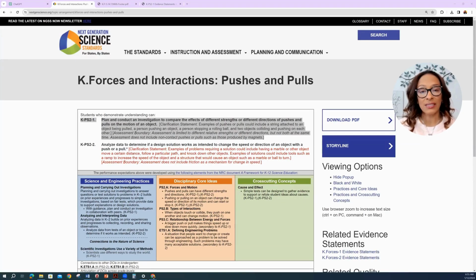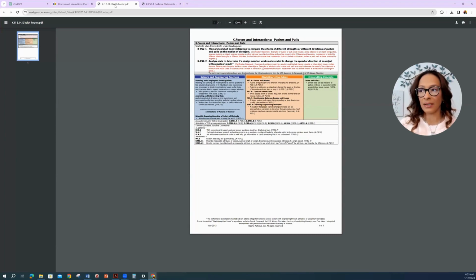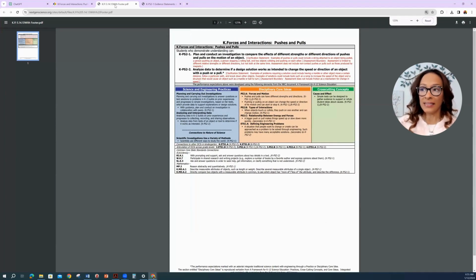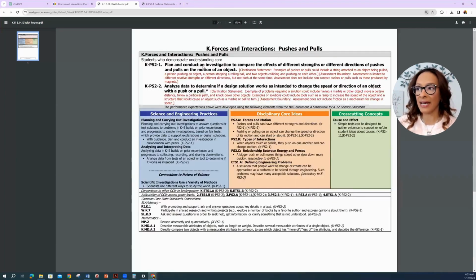This is the NGSS standard that I want to use for this ChatGPT lesson plan. There are two in here. Now, I did download the PDF for the actual standard. And again, we only want to focus on one standard at a time. The other thing is that I downloaded the evidence statement, and here is the PDF for this standard, and then here's the evidence statement.